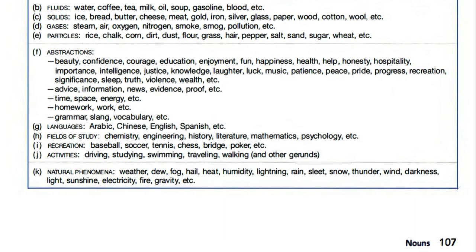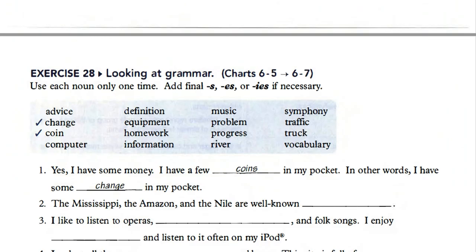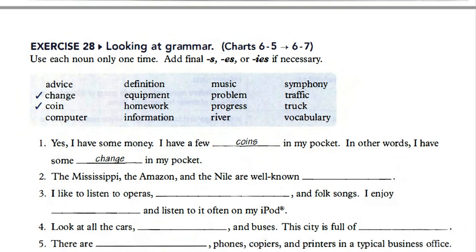So okay. Now we have an exercise, and it's a good exercise for you. Why? Because you use each noun only one time. Add final s's or ies. The first one is already answered. The Mississippi, the Amazon, and the Nile are well-known rivers. Well-known rivers, not river, rivers. We add s because they are three.